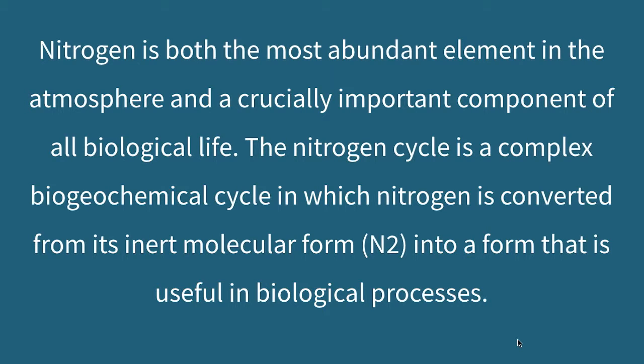Nitrogen is both the most abundant element in the atmosphere and a crucially important component of all biological life. The nitrogen cycle is a complex biogeochemical cycle in which nitrogen is converted from its inert molecular form, N2, into a form that is useful in biological processes.